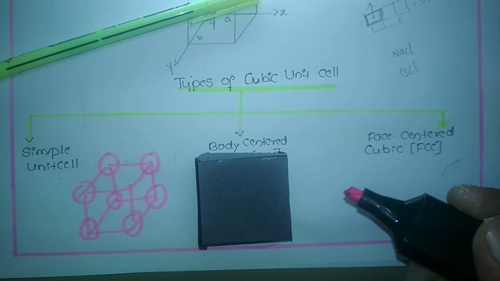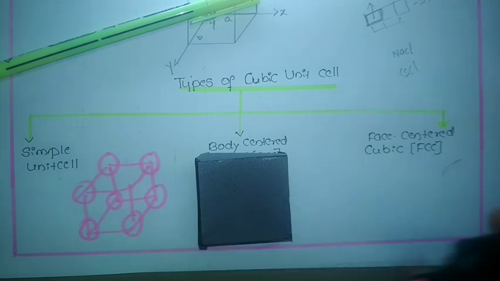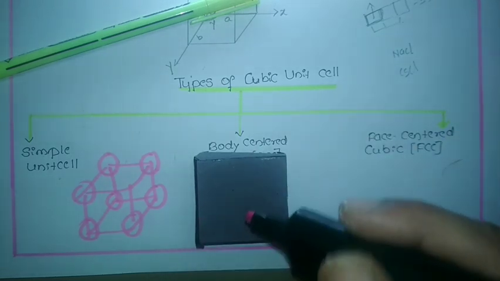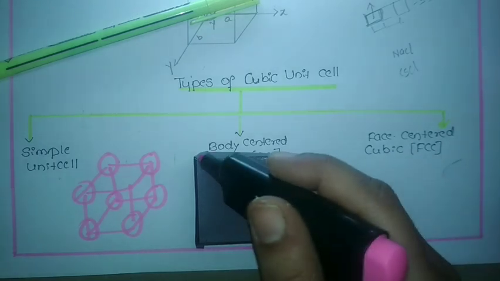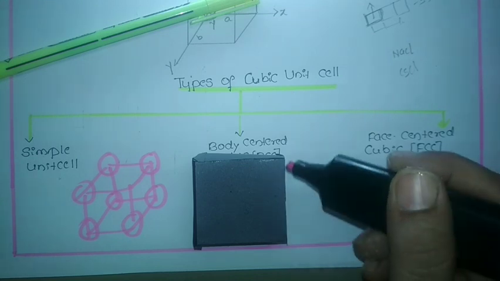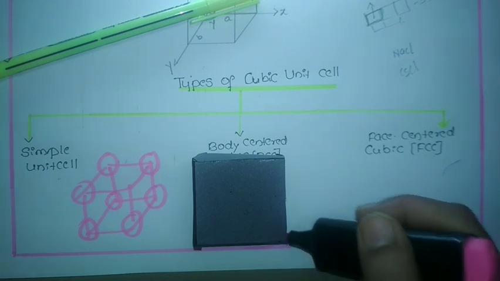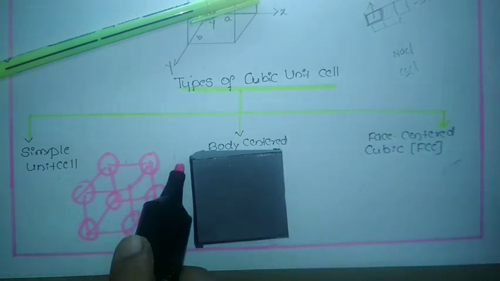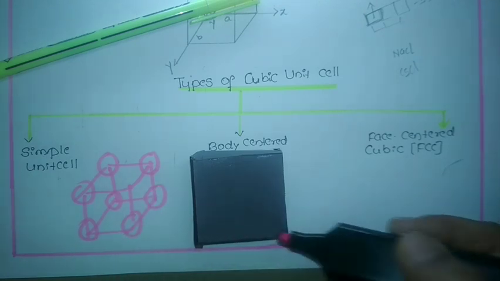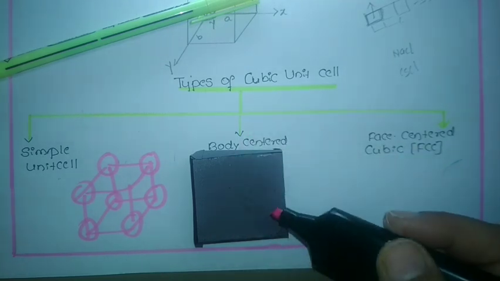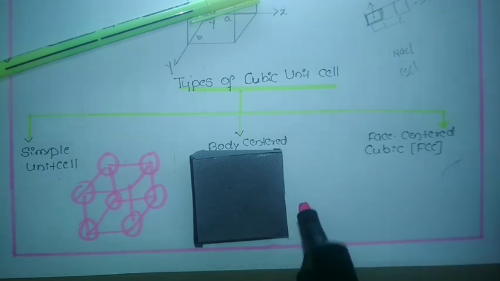How many faces does the cubic unit cell have? 1, 2, 3, 4, 5 and the below one, that is 6. 6 faces, 8 corners, and how many edges does this have? This is called an edge. 1, 2, 3, 4, 5, 6, 7, 8. Similarly, at the lower face, 4 corners, 4 edges, 8 plus 4, 12 edges. Repeating, 8 corners, 6 faces, 12 edges. Very, very important.